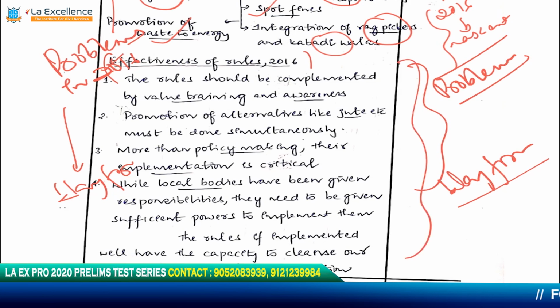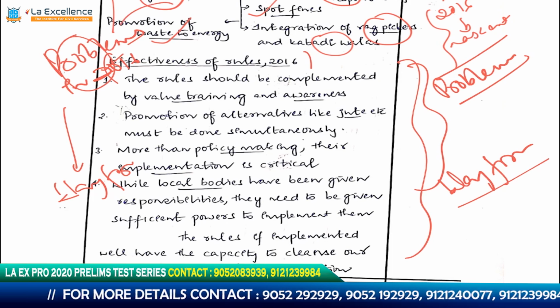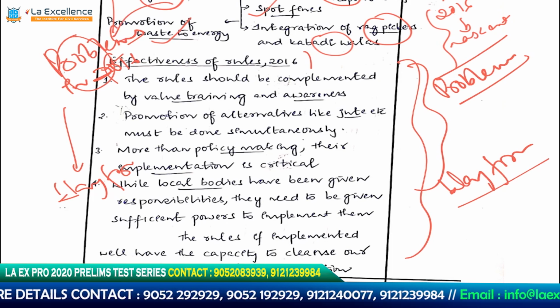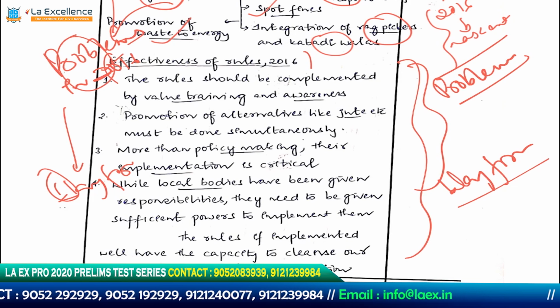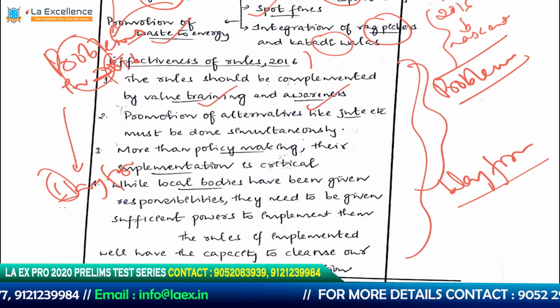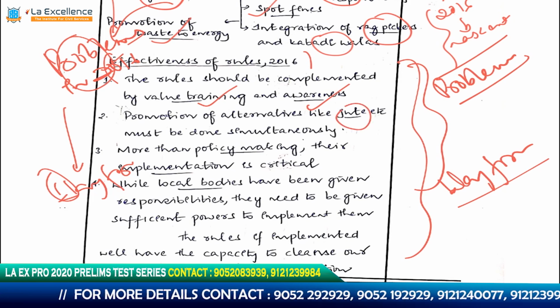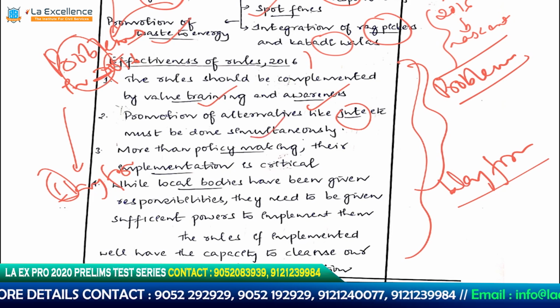So when you evolve your side heading, you also have to look at the space that you have left. Keep these things in mind. So he basically talked about both the problems in this act, in these rules that are there, and then he's also giving me the way forward. The rule should be complemented by value training and awareness. So this is a way forward. Promotion of alternatives like jute, etc., must be done simultaneously. This is another way forward.